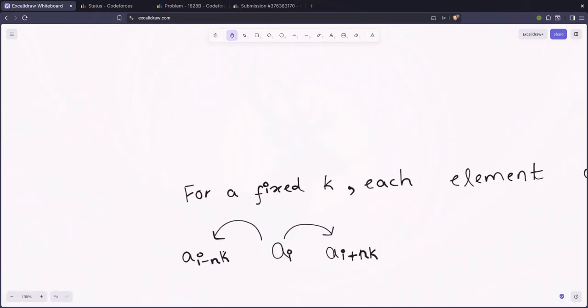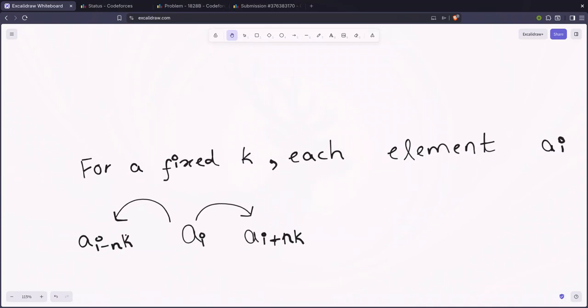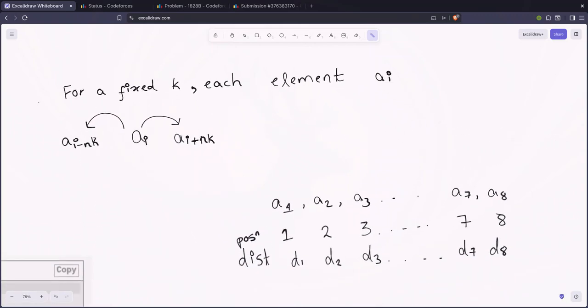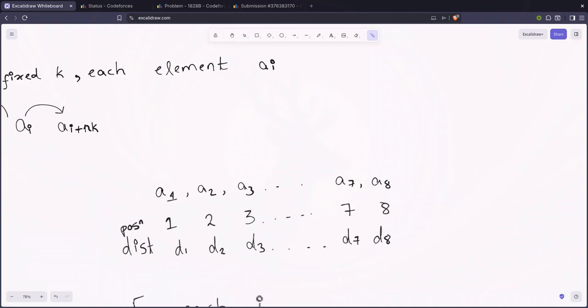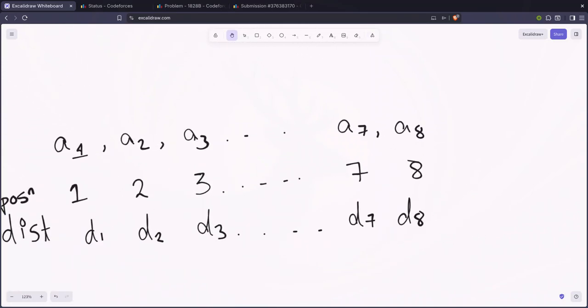So this is what we have found out, that for a fixed k, each element can move a distance of k, and a multiple of k also, right? n times k. It can move any multiple of k, ahead also and behind also, in the front and in the back. So mathematically, if we go and note it down, let's say this is an array.